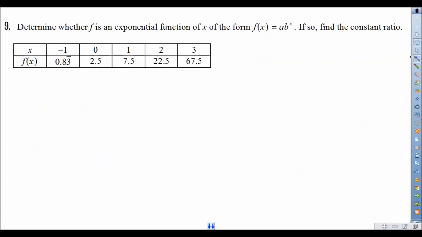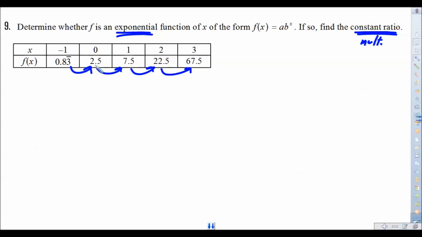Number 9, determine whether this thing is exponential or not. Not too bad of a job here. All we have to do to figure out if something is exponential just means it has a constant ratio. In other words, the name of the game here is multiply. So if we're multiplying by the same number each time to go from one term to the next, then that's a dead giveaway that we're dealing with an exponential function.